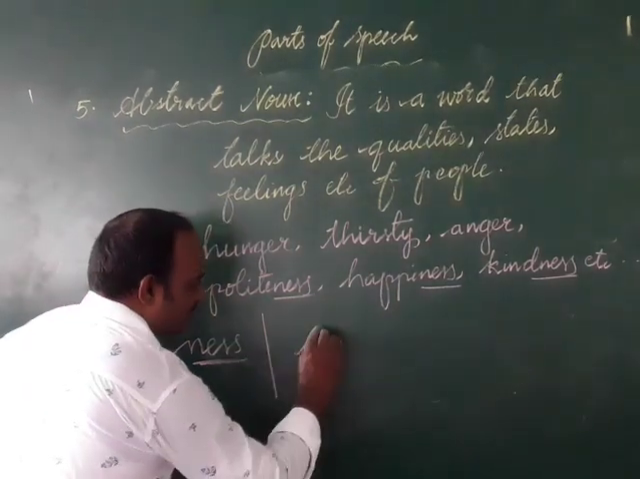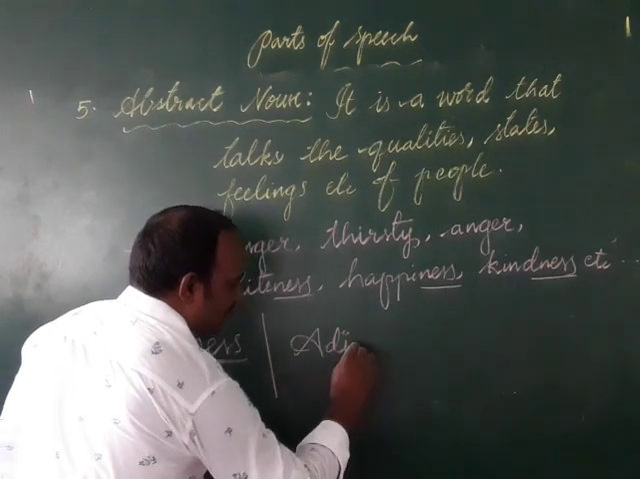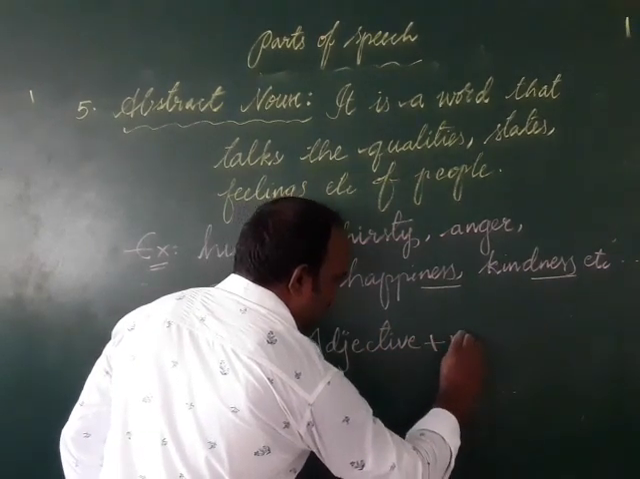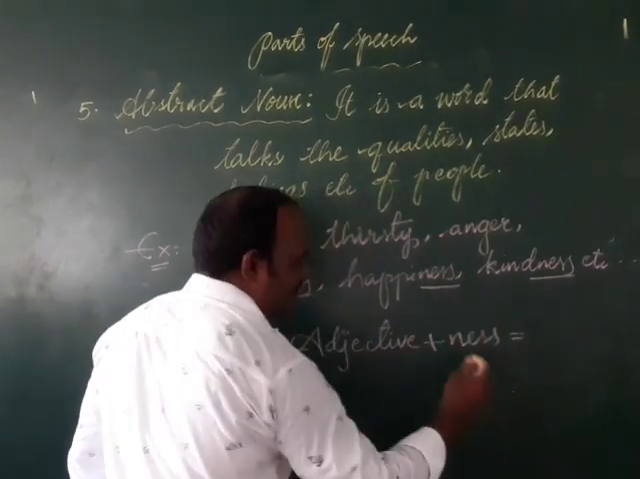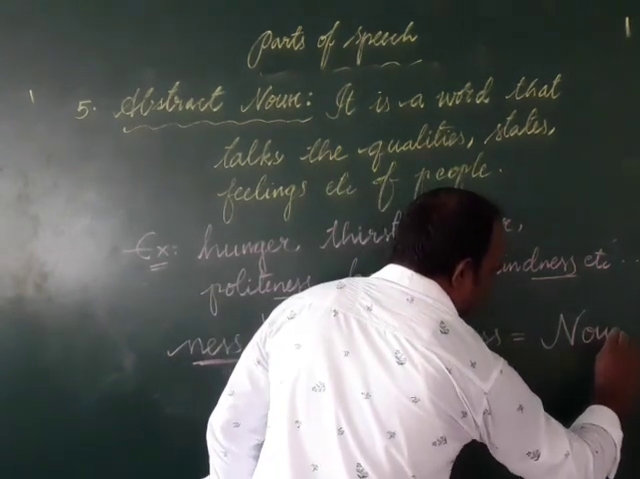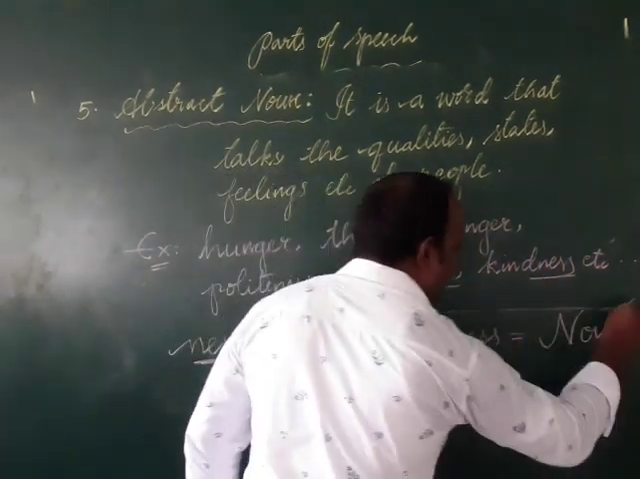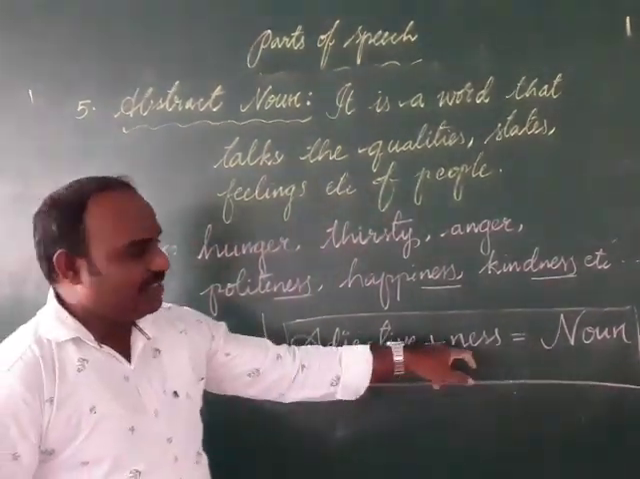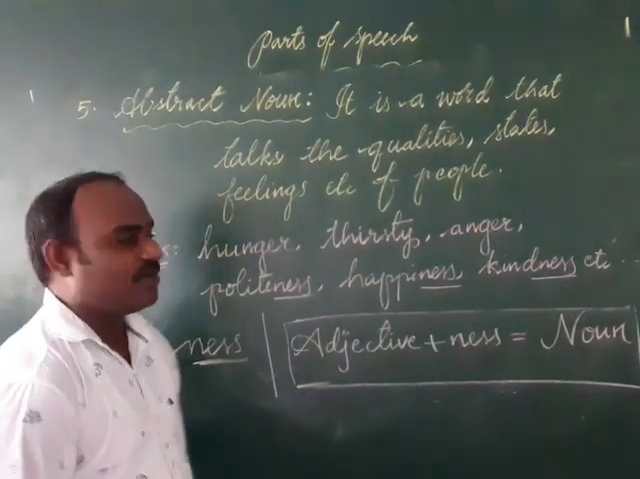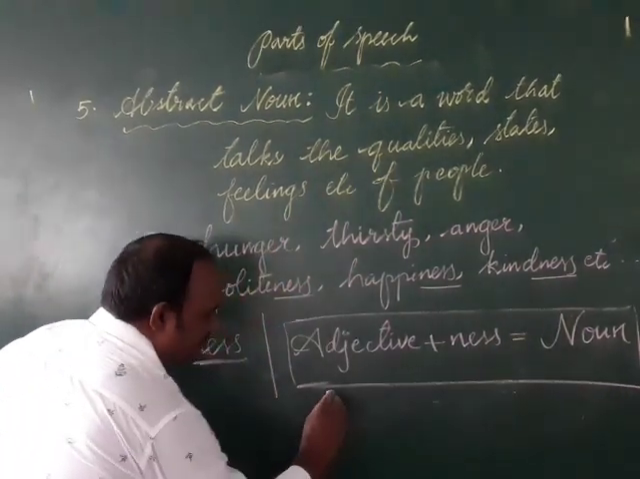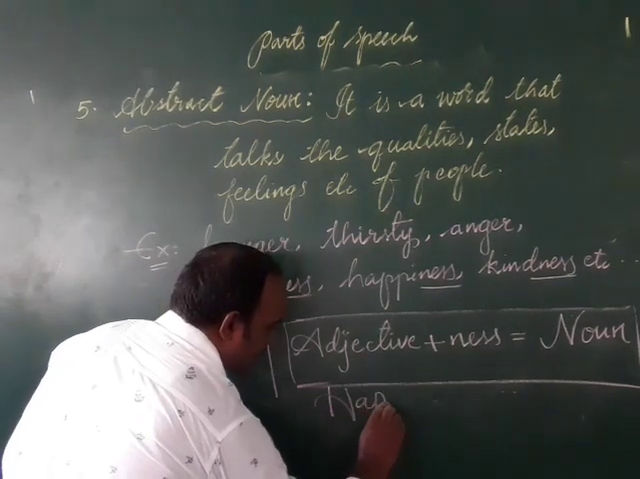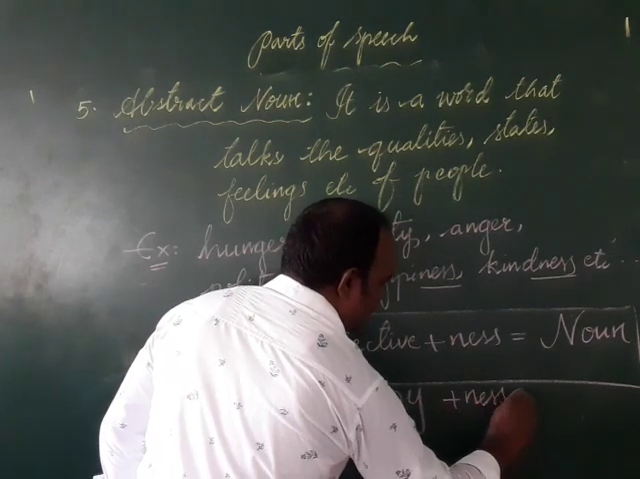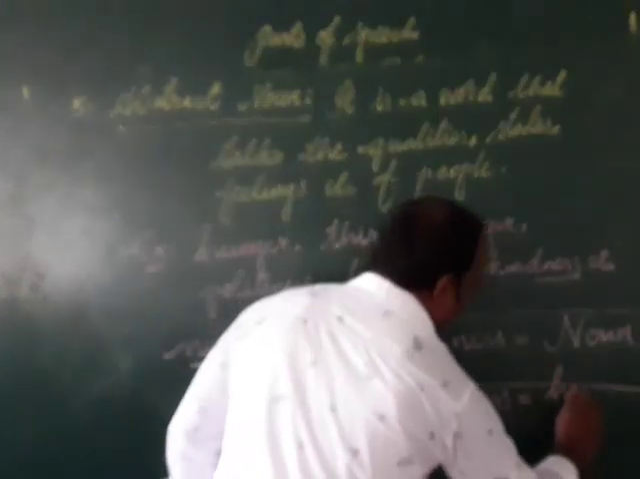Actually, see, an adjective plus the suffix NESS becomes a noun. See, adjective plus NESS, the suffix, becomes a noun. Look at this one. Happy plus NESS, we have happiness.